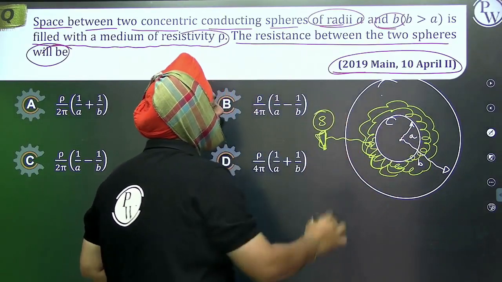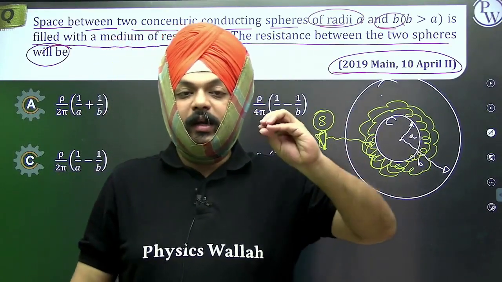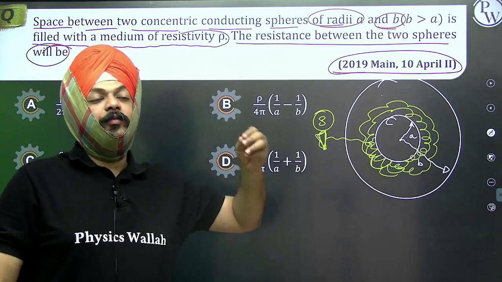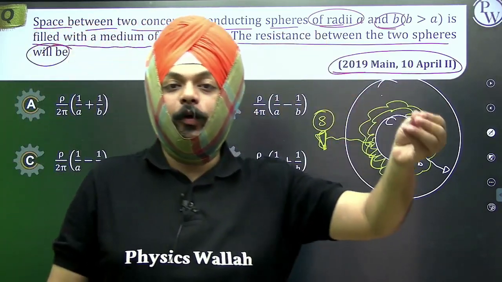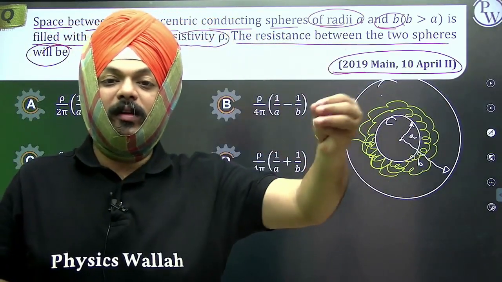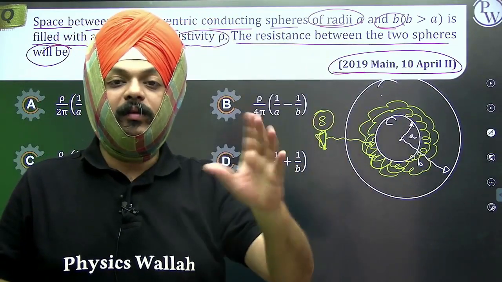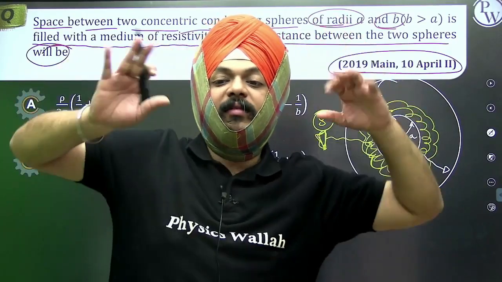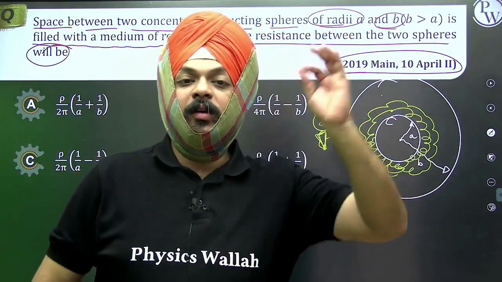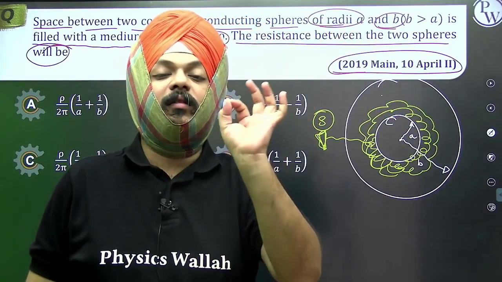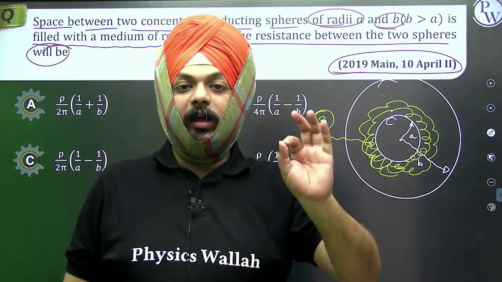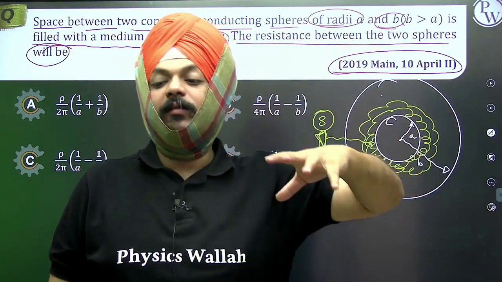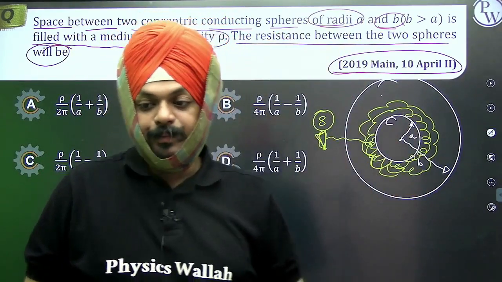Obviously, if it is filled with some material, then it is going to provide some resistance, because whatever the material is, it always provides some resistance. Resistance is never purely zero. Even for internal resistance, there exists some value. In theory, in physics, we generally avoid it, but if it is mentioned in the question, we have to accept it.